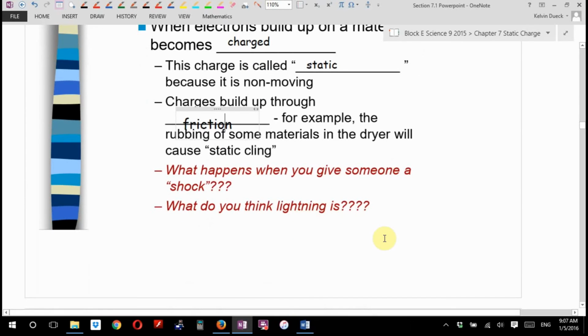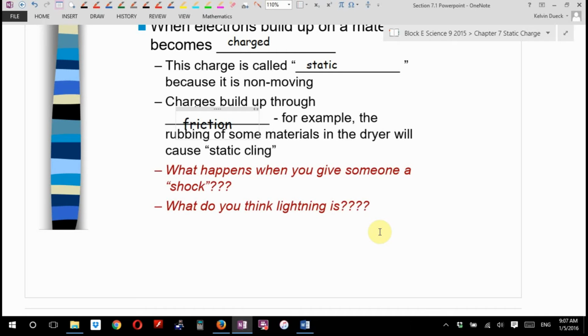What happens when you give someone a shock? That's a transfer of charge. One of you had more charge than the other person, and it turns out your nervous system, Maddie, actually works on electricity. Your body generates a tiny amount of electricity through the nerves, and so when you get a shock, that's more electricity than your nervous system wants, and you feel a jump, a bit of a jolt, a bit of pain. Your nervous system is saying, hey, I wasn't meant to handle this much.